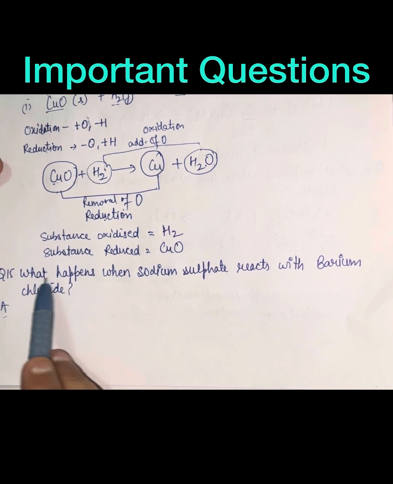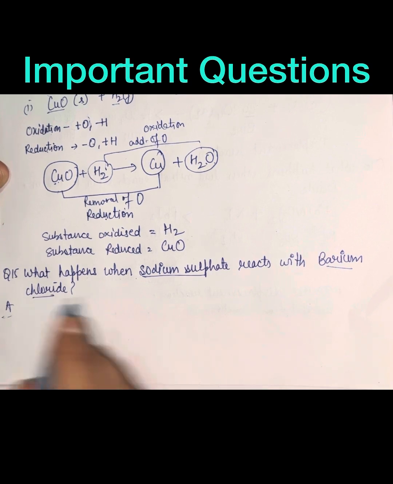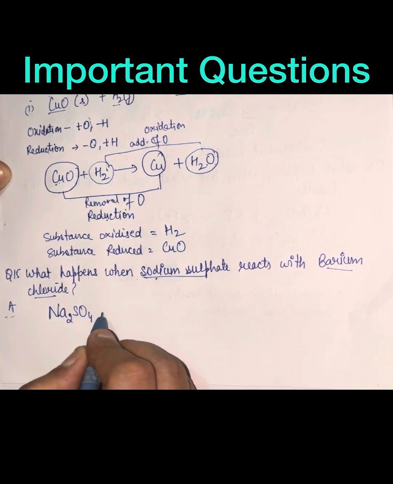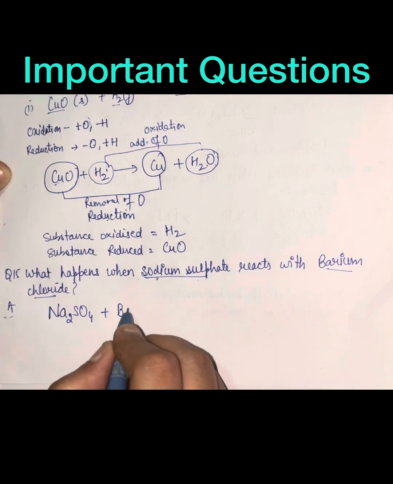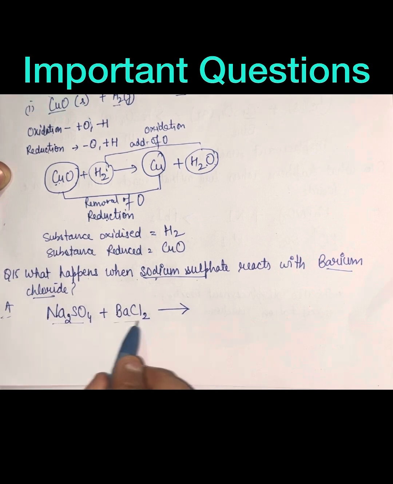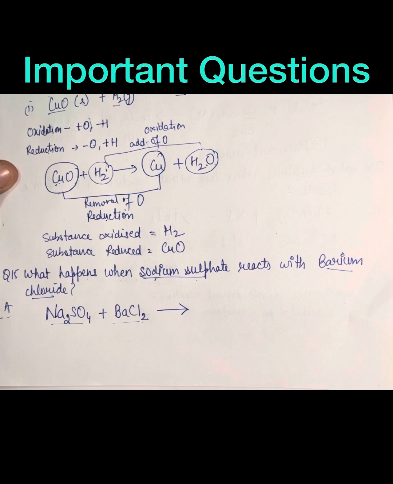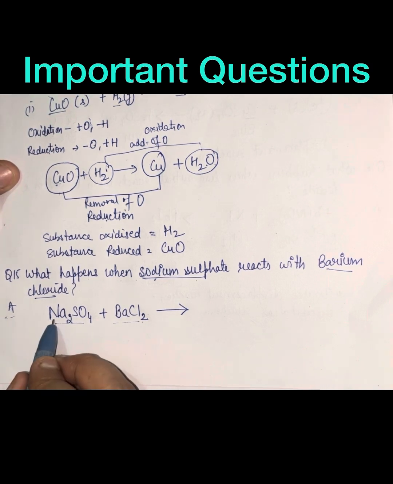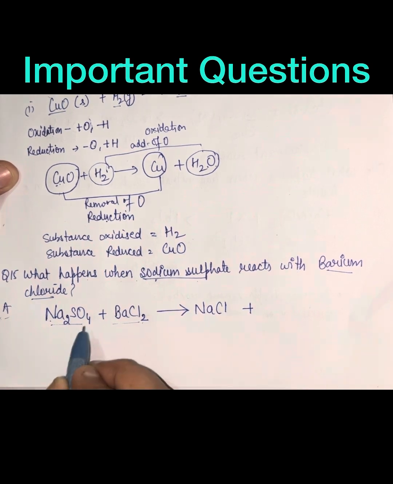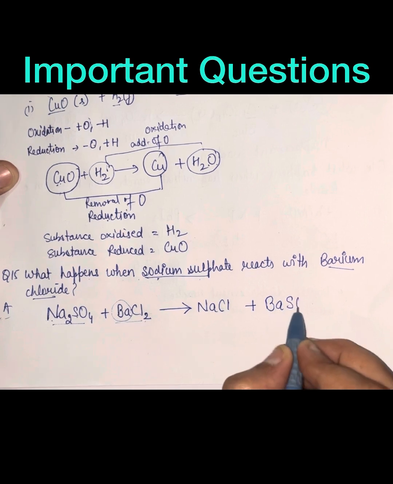So next question is: what happens when sodium sulfate reacts with barium chloride? Sodium sulfate is Na2SO4 plus barium chloride is BaCl2. Now you can clearly see there are two salts. Whenever there are two salts present, it will undergo double displacement reaction. Na positive will combine with Cl to form NaCl plus this barium will combine with sulfate to form BaSO4.